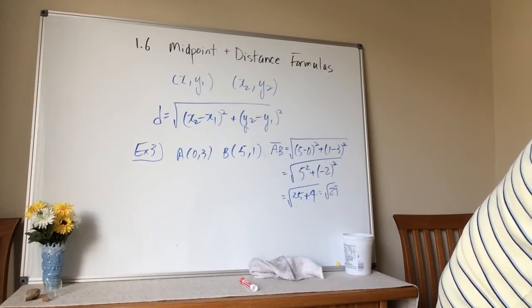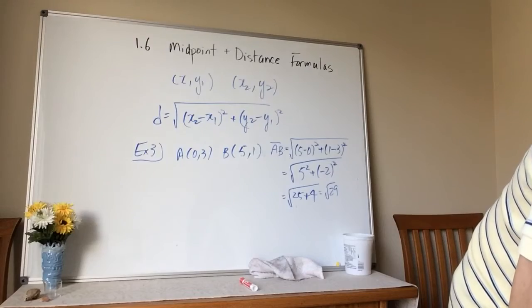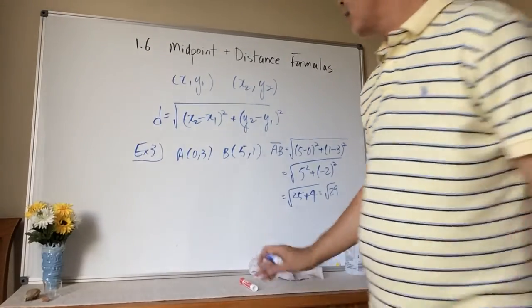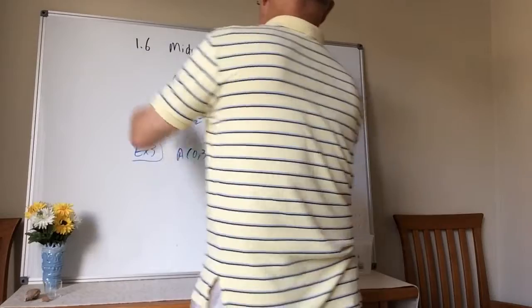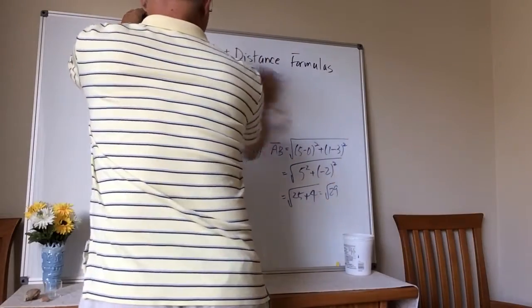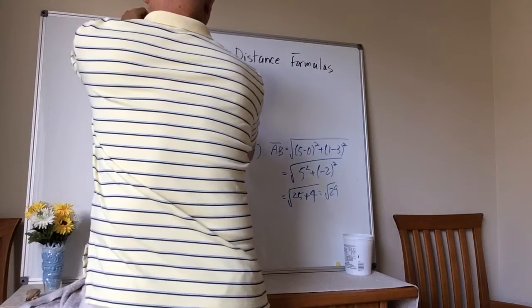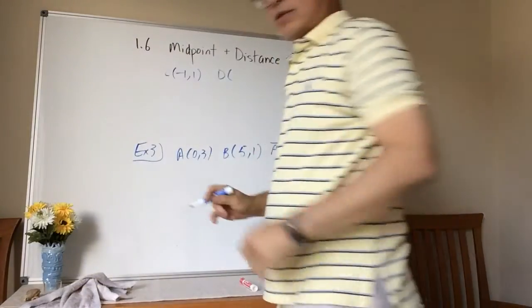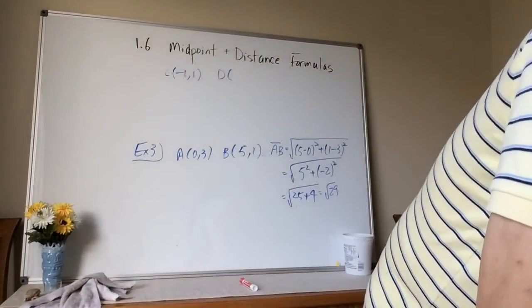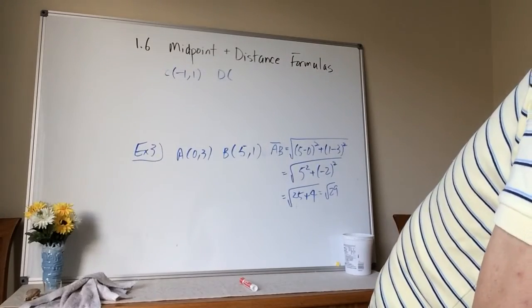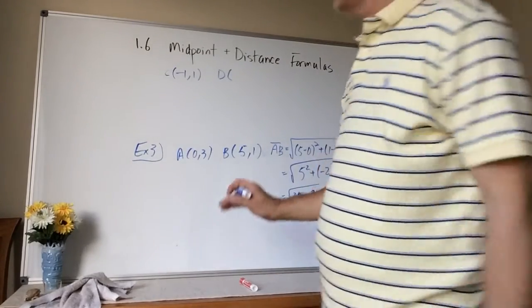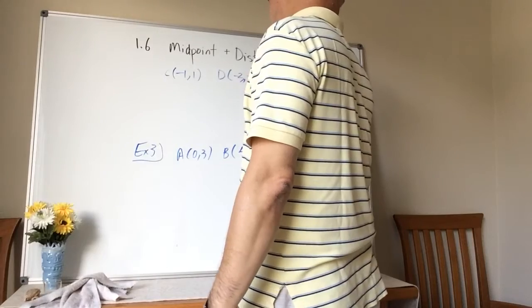CD, C was negative 1 and plus 1. So let's move up here. C is negative 1 and 1. D is negative 3 and negative 4.